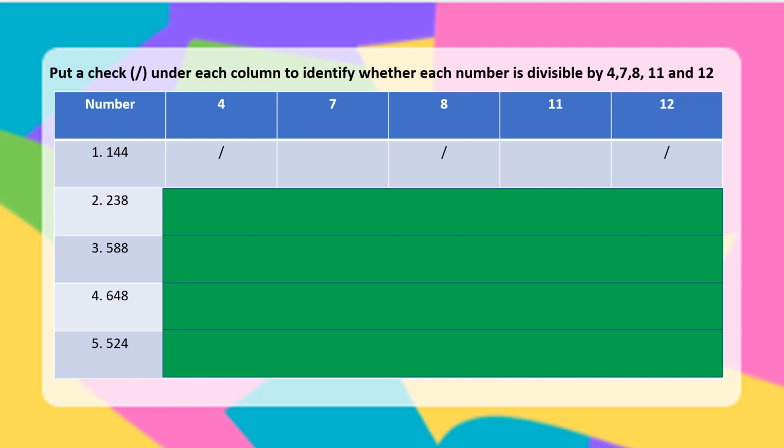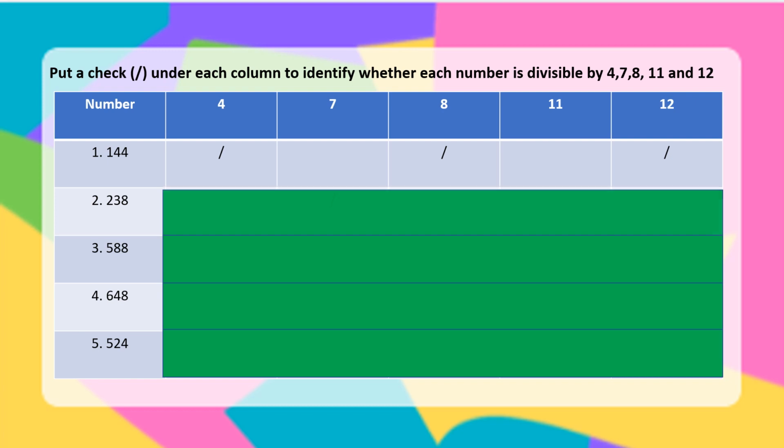Okay, how about 12? Since it is already checked there in the divisibility by 4, all we have to do is test if the given number is divisible by 3 by getting the sum. So, 1 plus 4 is 5. 5 plus 4 is 9. Can we divide 9 by 3? Yes, the answer is 3. So, if it is divisible by 3 and 4, therefore, it is divisible by 12.